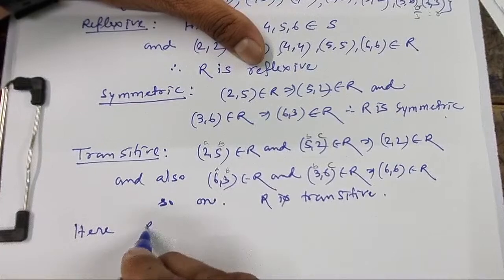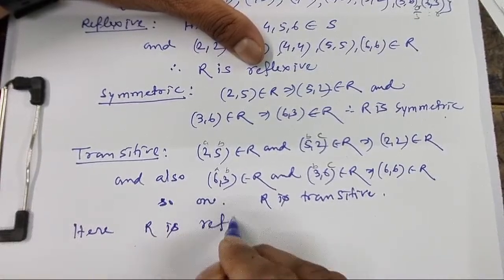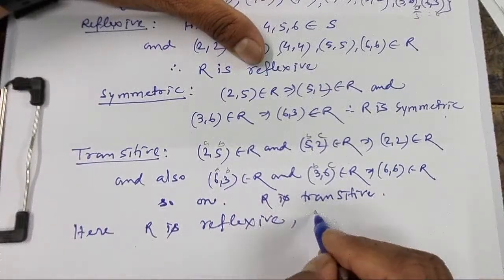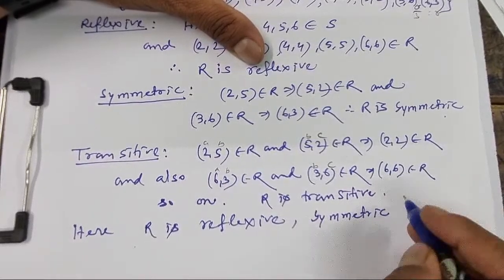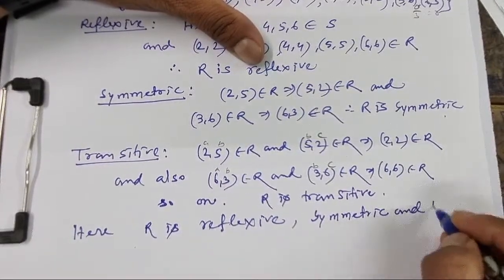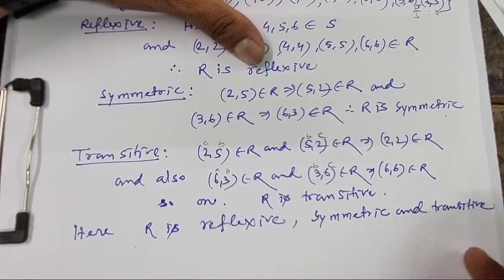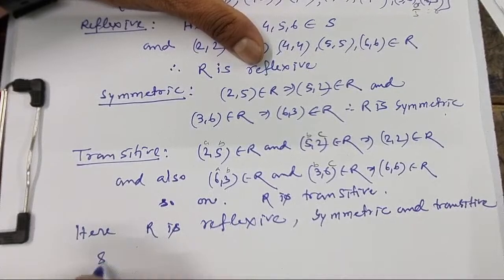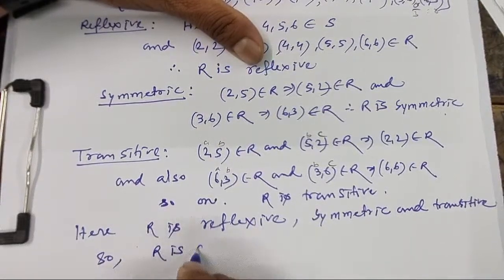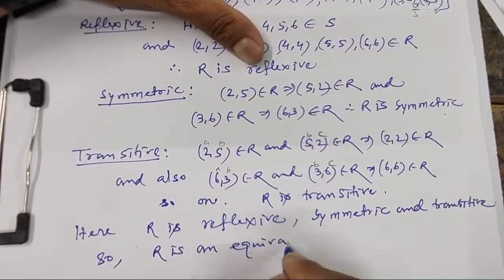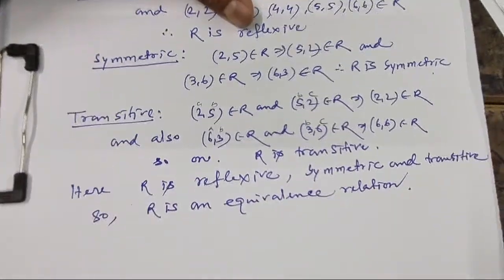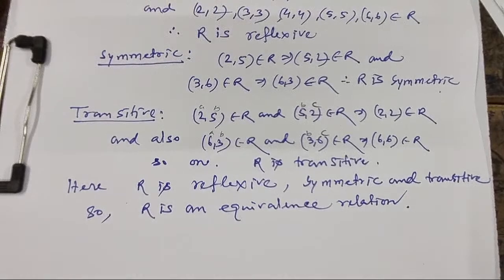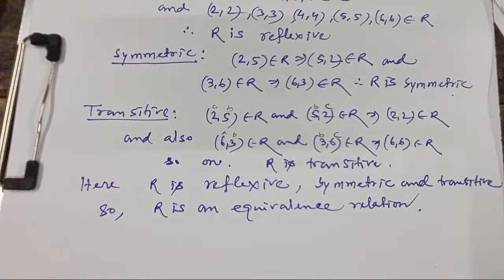So what is the final conclusion you got? Here R is reflexive, symmetric, and transitive. So R is an equivalence relation. That is the proof. R is an equivalence relation. That is the finish. Okay, so the relation part will finish here.